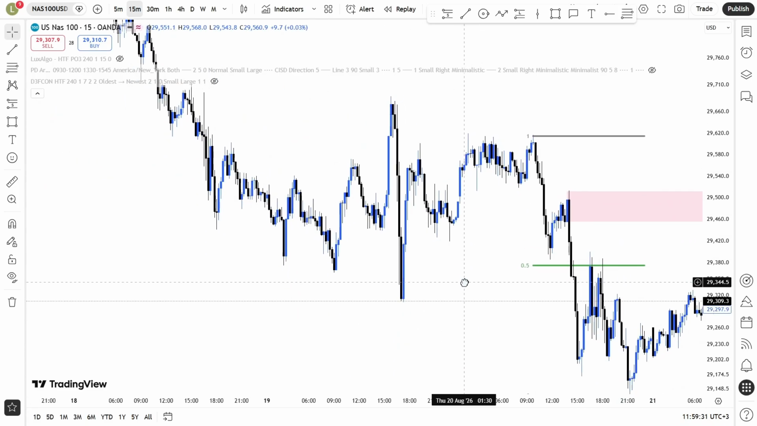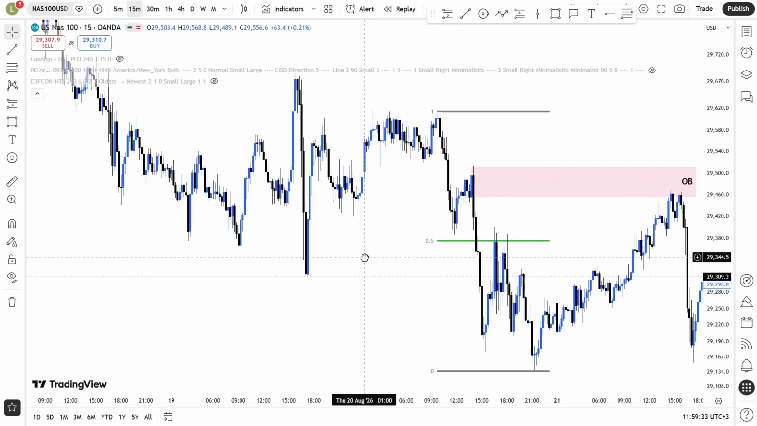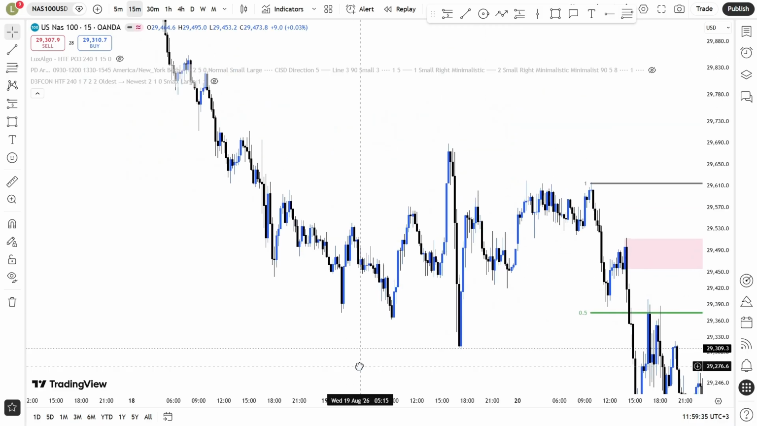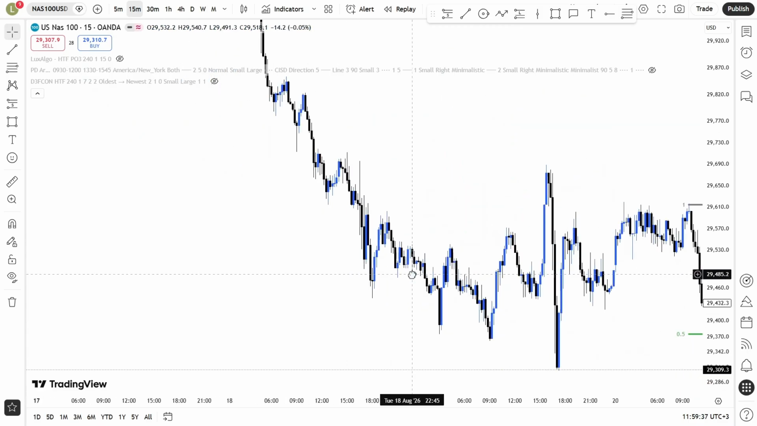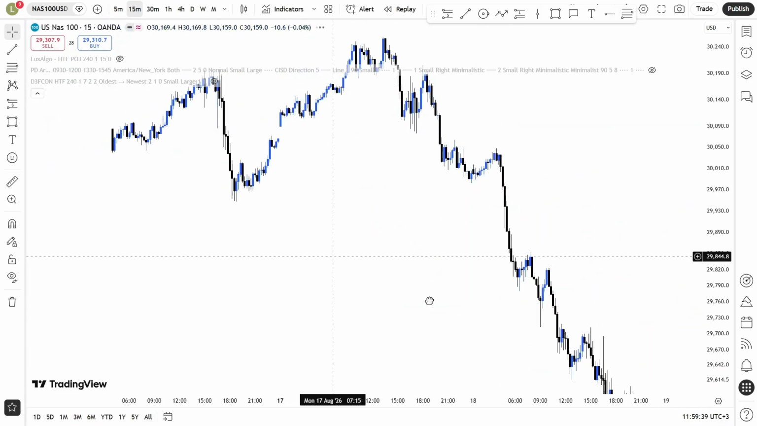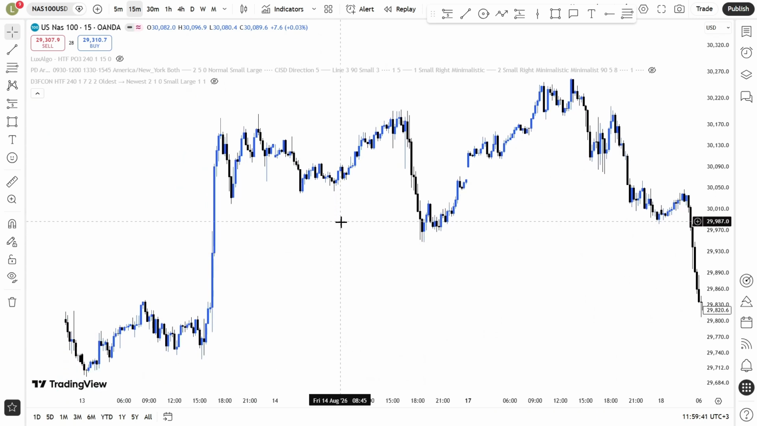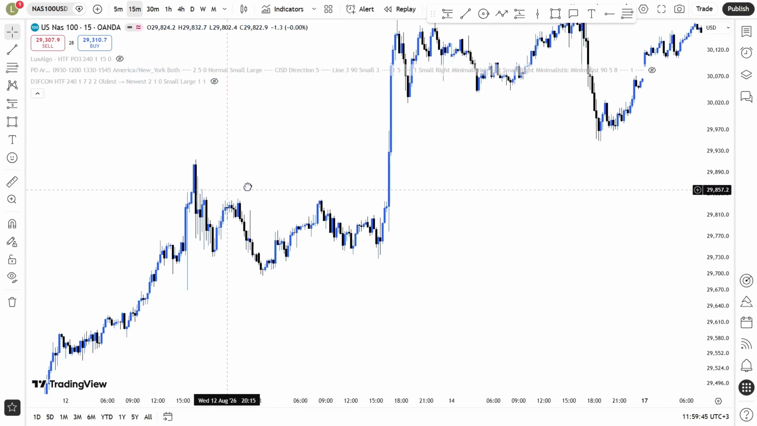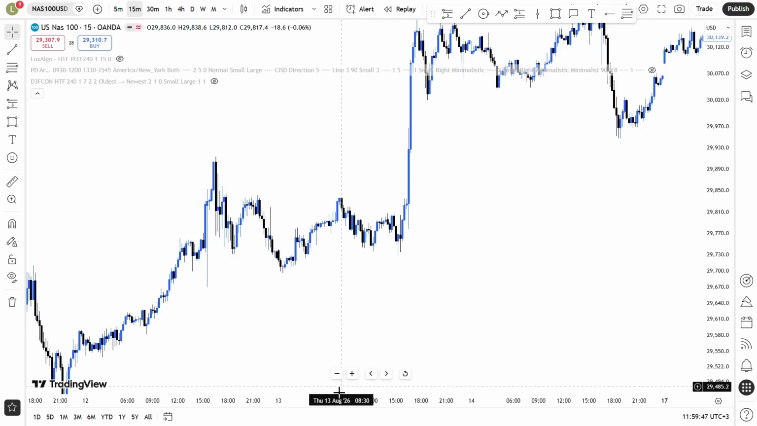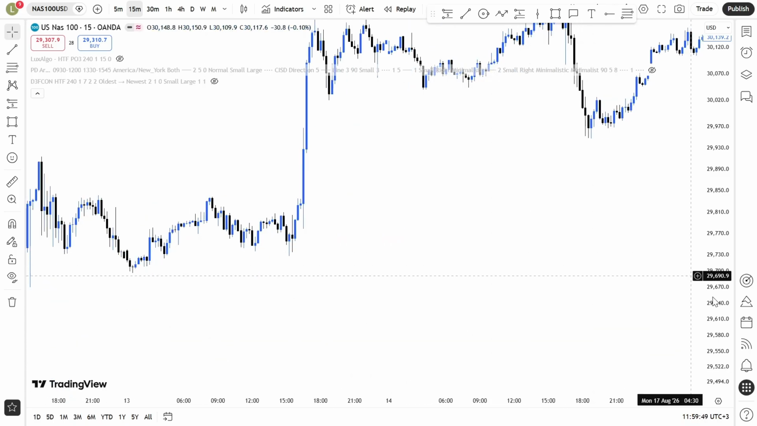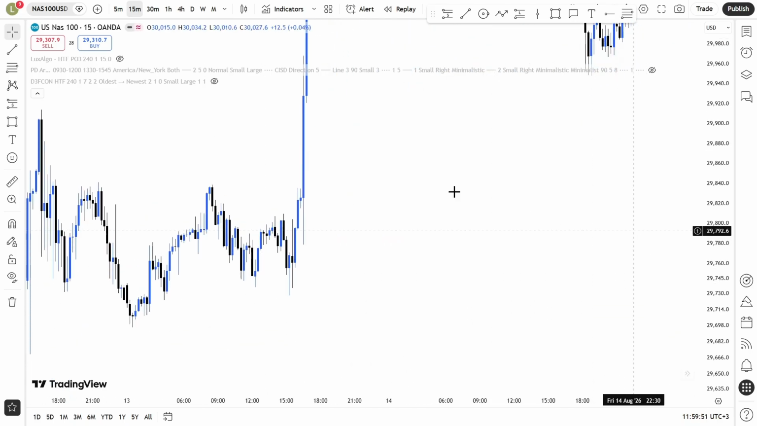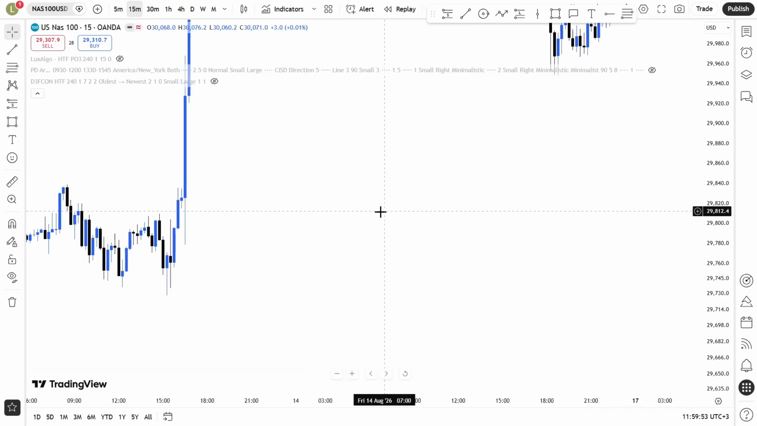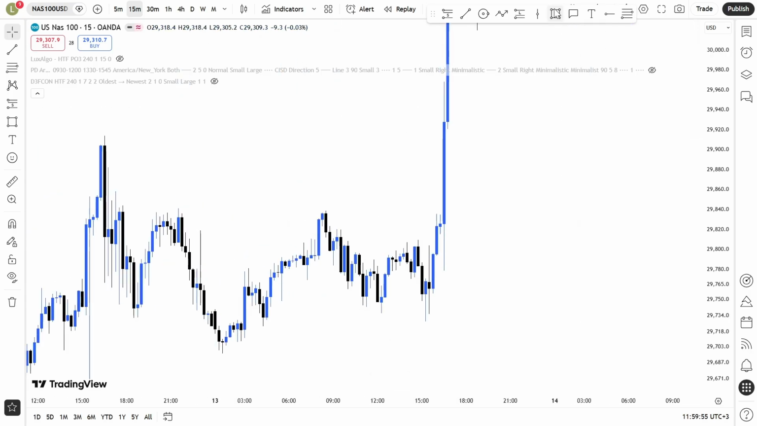Okay. Let's try to look for other order blocks here. Okay. Let's look at this example again. What happens here? Okay. What happens?